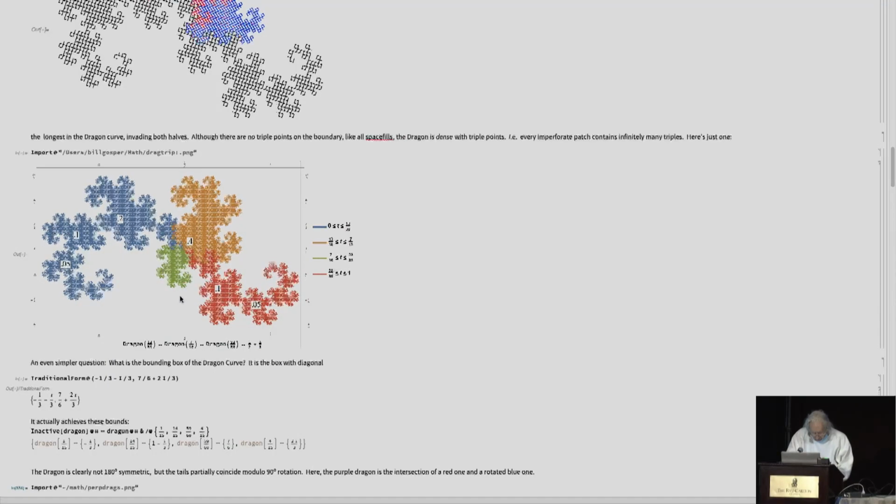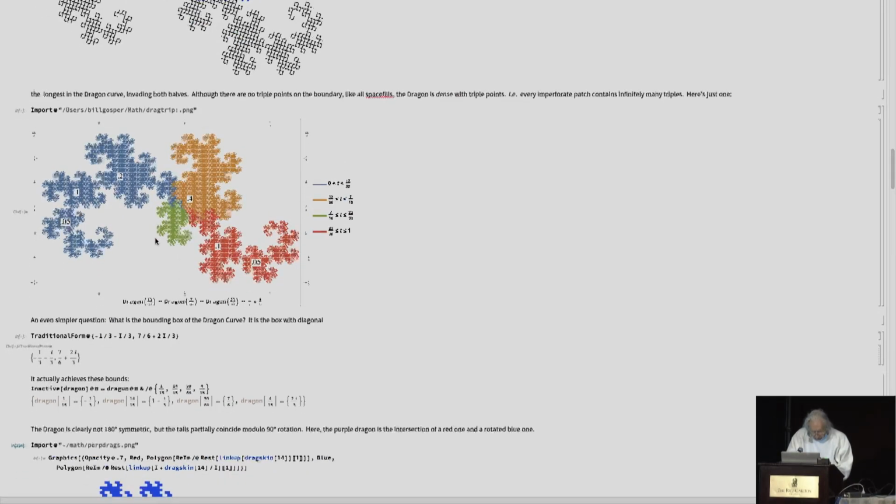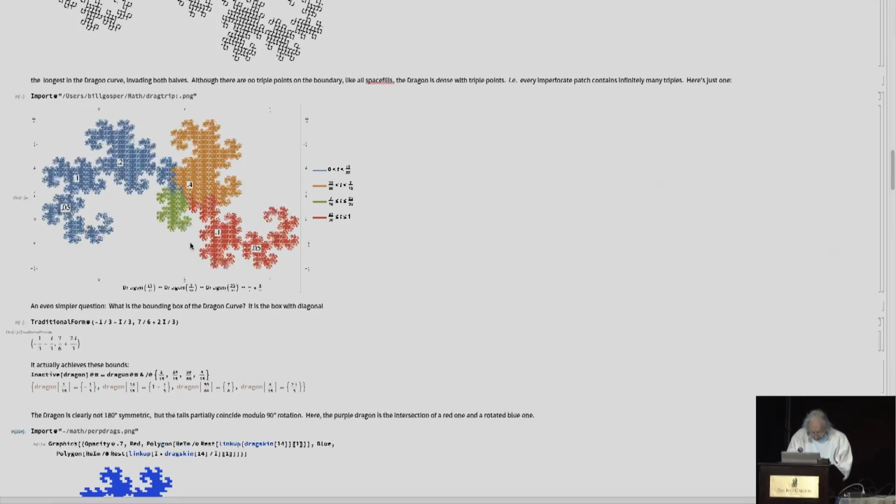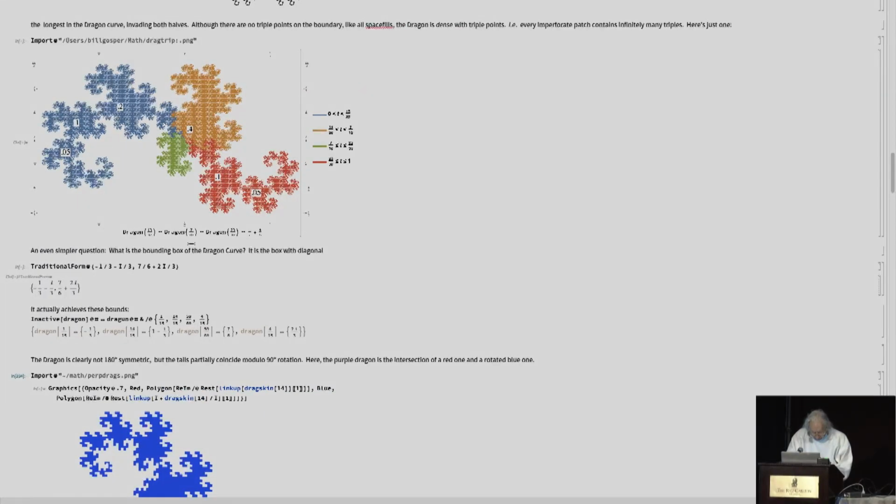I guess that's all we need to say about it. But I just colored it 4 different colors, and there's this place where all 4 come together, and that is, by golly, a triple point.